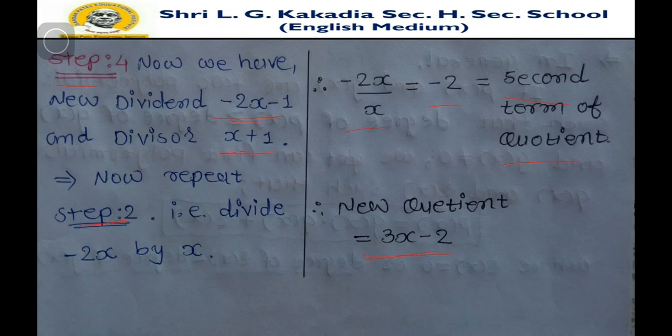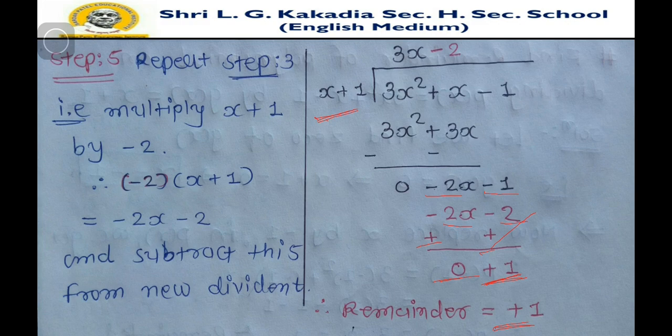And now we repeat step number 2, that is we divide the first term of the dividend by the first term of the divisor, and then we get the second term of our quotient, and our new quotient will be 3x minus 2. Then we go for step number 5, that is we repeat step number 3. What is step number 3? We multiply our new quotient term, minus 2, with our divisor x plus 1, and we subtract this product from our new dividend.